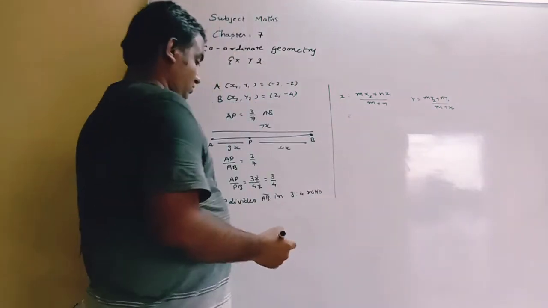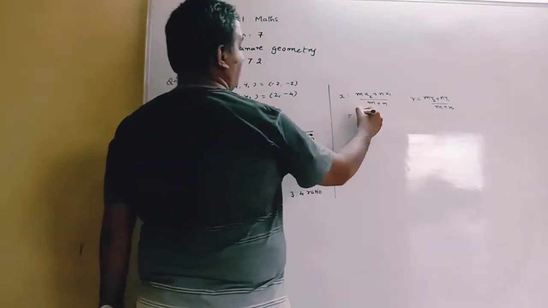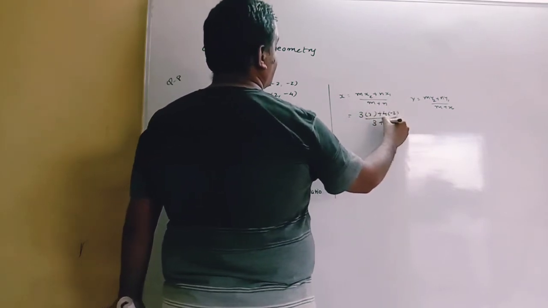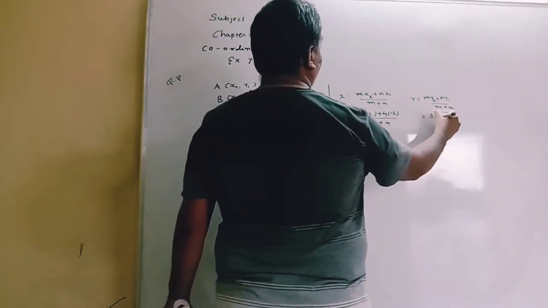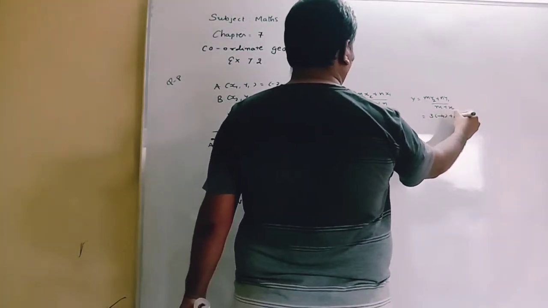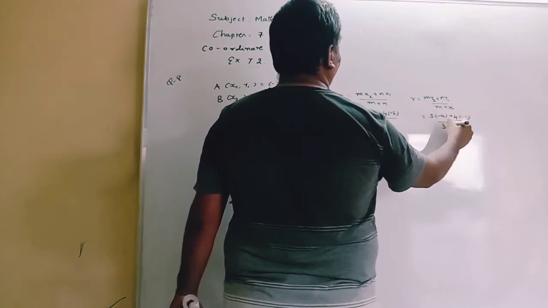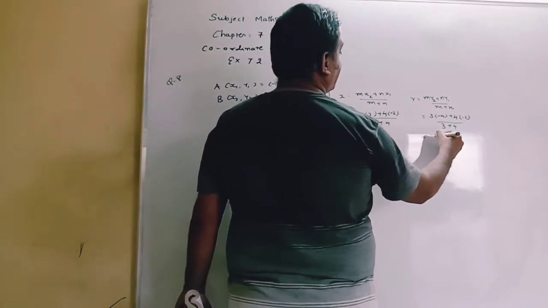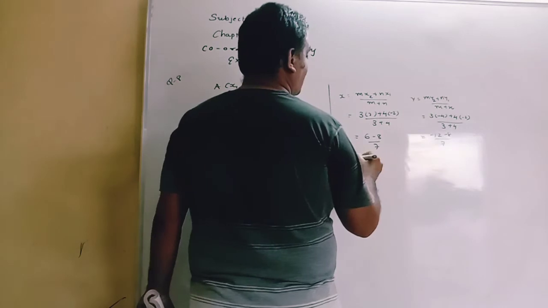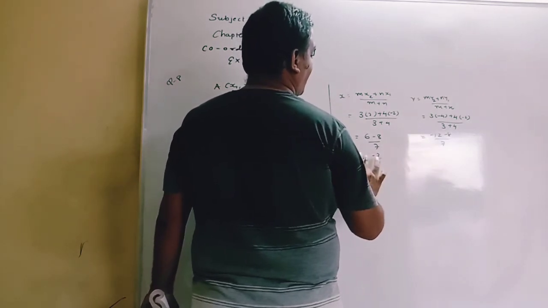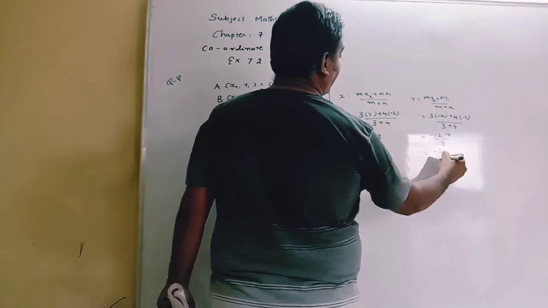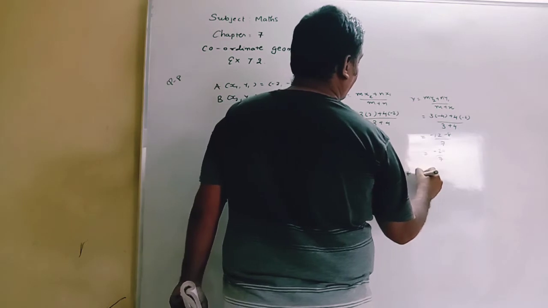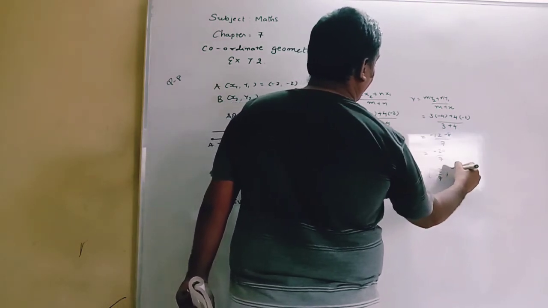So mx2 is 3 into 2 plus 4 into minus 2, over 3 plus 4. Here 3 into minus 4 plus 4 into minus 2, over 3 plus 4. So it is (6 minus 8)/7 and (minus 12 minus 8)/7. So it is minus 2/7, and here minus 20/7. So the required point P is (minus 2/7, minus 20/7).